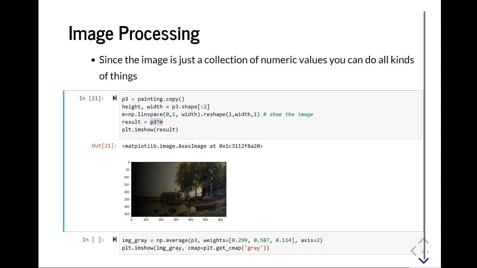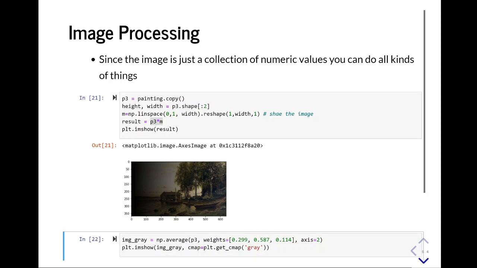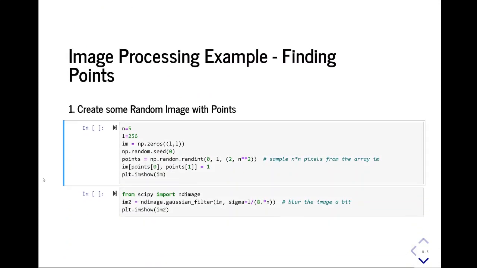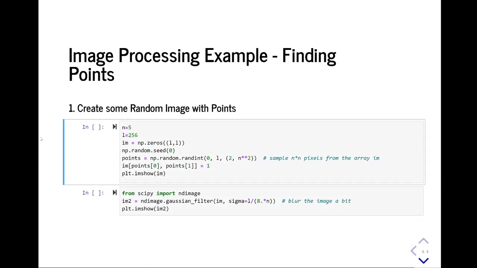We can also convert it to grayscale. Here we're just putting in some weights to convert our image, and then setting our color map to gray for matplotlib. Because if we don't set it for matplotlib, it will just choose a color scale based on whatever the numbers are and try to align it up.